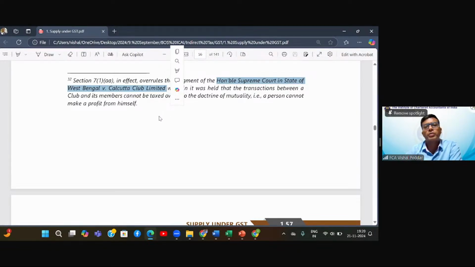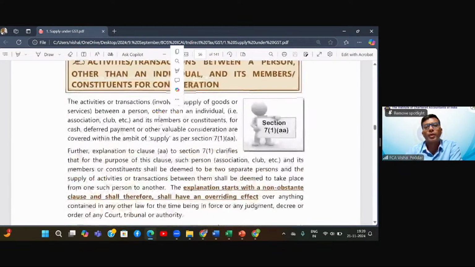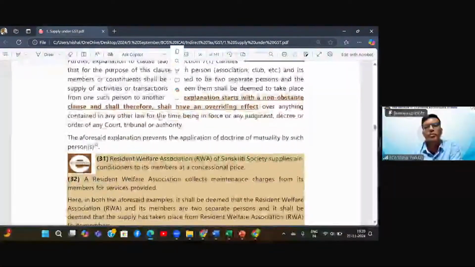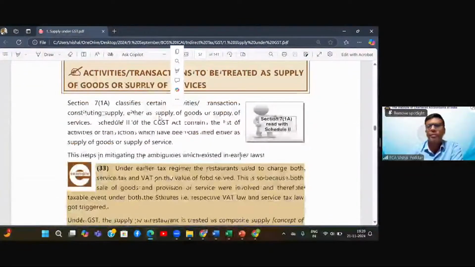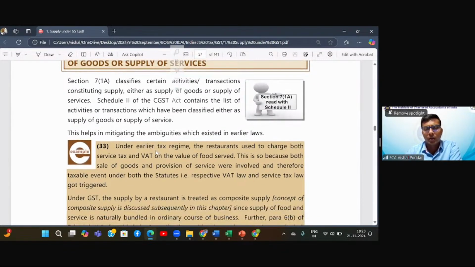हाउएवर अब इसे ओवर रूल करने के लिए दिस अमेंडमेंट हैज बीन ब्रॉट इन द सप्लाई डेफिनेशन वेयर बाय सेक्शन 71AA हैज बीन इंसर्टेड, व्हिच सेज कि इस केस में भी हम आपको दो इंडिपेंडेंट या डिस्टिंक्ट पर्सन मानेंगे, डीम कर रहे हैं हम कि आप दोनों अलग हैं. एंड वंस वी आर डीमिंग यू आर डिफरेंट, automatically there is supply. Now till this point we discussed everything.